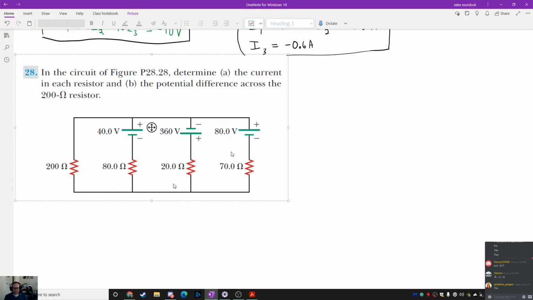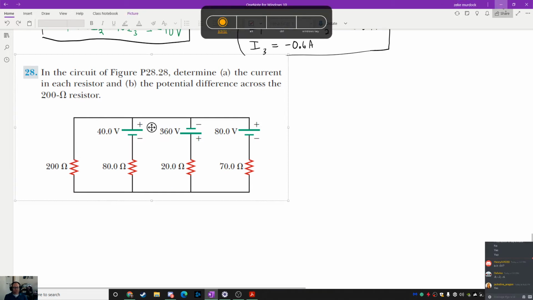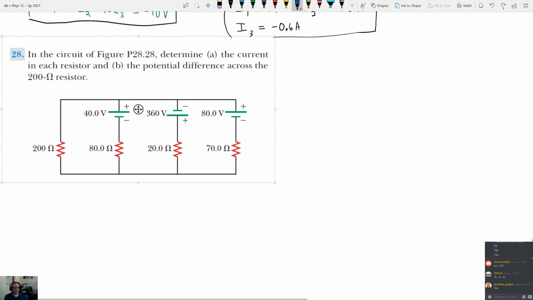So let's go left to right, just to keep things simple. I like things to be as simple as absolutely possible, so for me that means just always make the currents the same direction. Just keep it really simple. So we'll make this direction I1. We're going to have an I2 here. We're going to have an I3 right here. We're going to have an I4 right here.